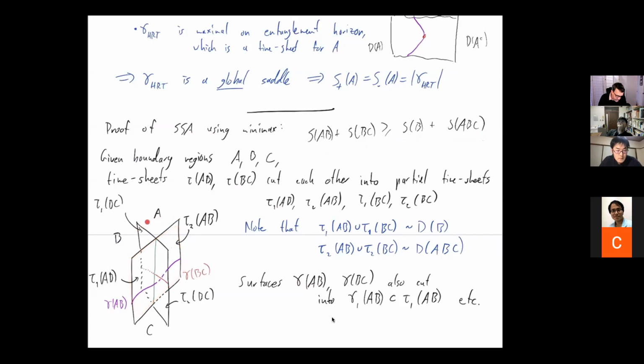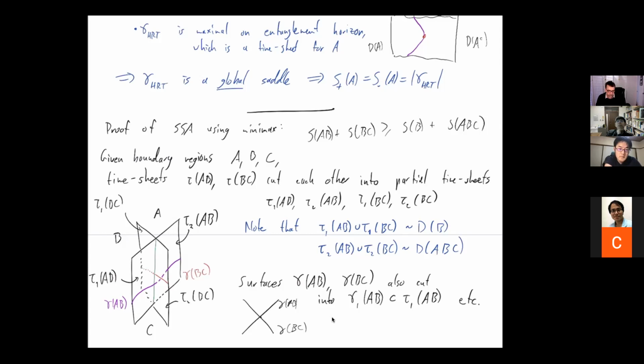So A is going to be this part of the boundary, B is going to be this part of the boundary, and C is this part. And this is the complement of ABC. So my AB timesheet is something like this. And the BC timesheet is something like this, and they cross each other. Each one cuts the other into two parts. So this is like in the usual static proof, where it just looks like this, where this is the AB and this is the BC, and they cut each other. Okay, so they cut each other here, but now these are spacetime hypersurfaces. And so each one cuts the other one into two parts.